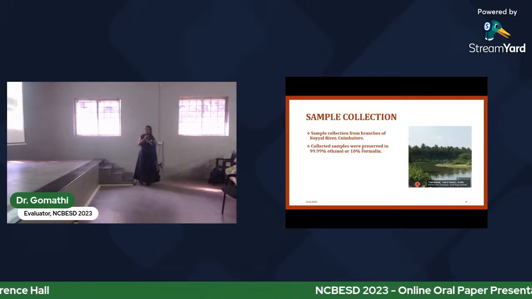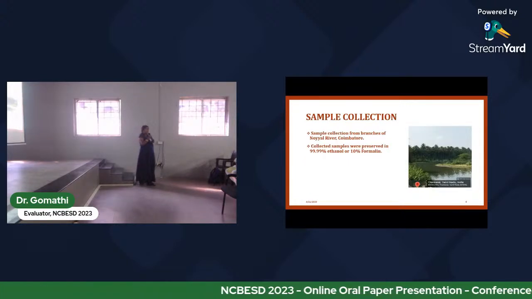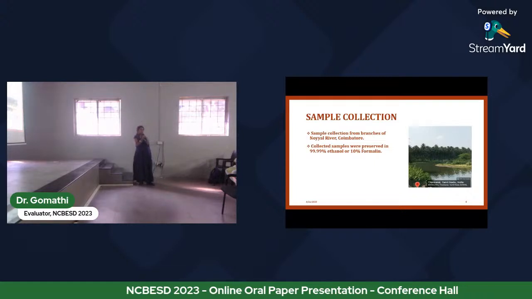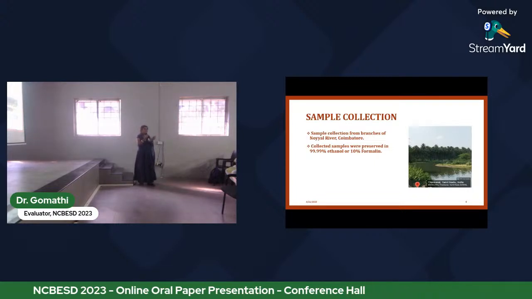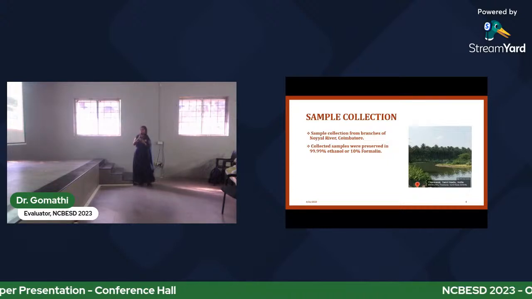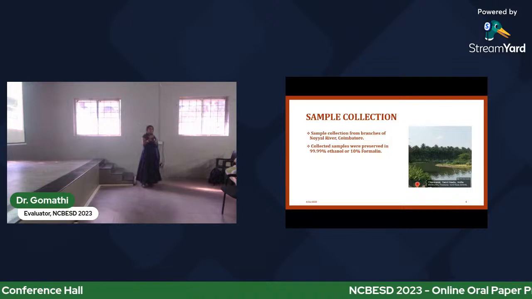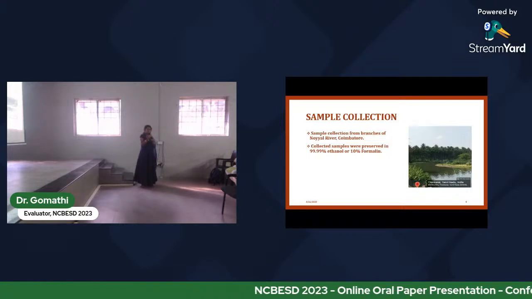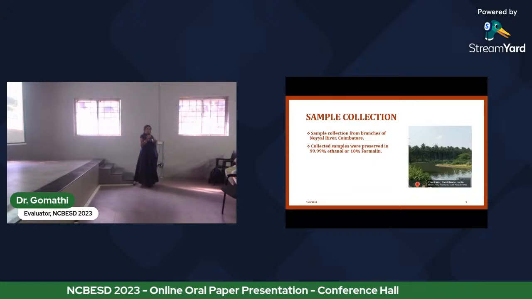Sample collection. We collected samples from Coimbatore and the branches of the river. We chose three places: Chitrai, Chavadi, Kanapalai, and Tenkara. Many species were collected, and I have taken two species: Devario aequipinnatus and Oreochromis.